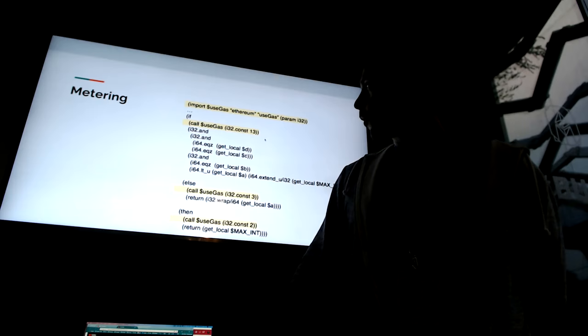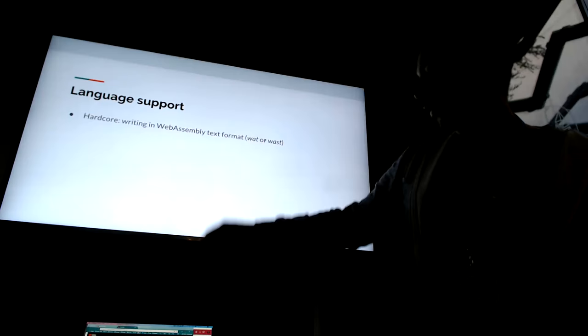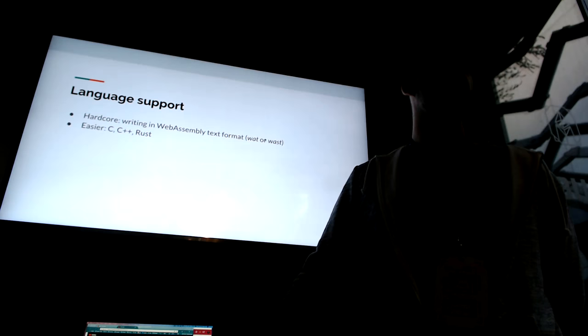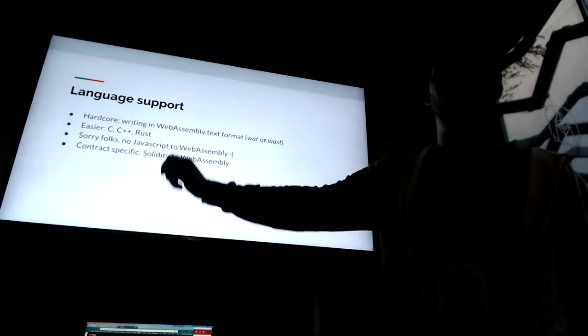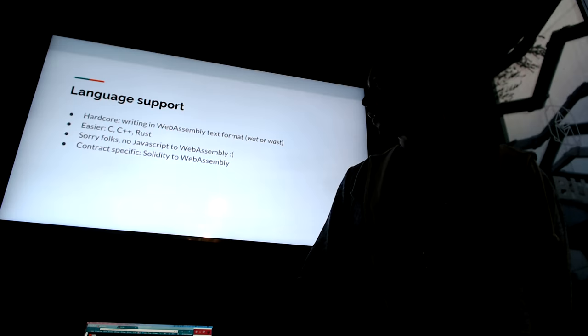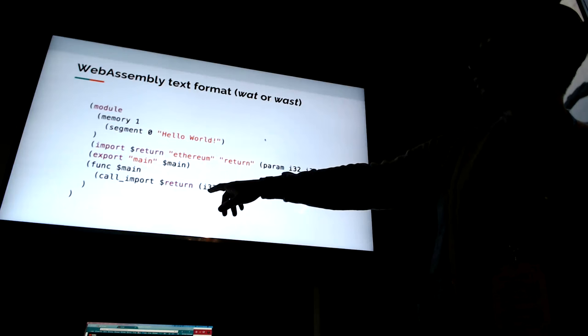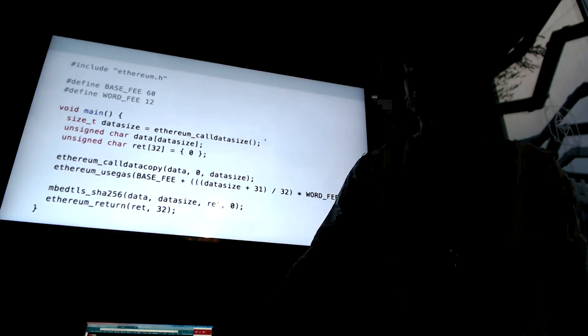All right, so the language support. You can write it in WebAssembly directly. So those are the statements, but you don't have to. You can use higher level languages. And hopefully, you can also use Solidity, so you don't have to learn anything new, and you can get all these benefits. All right. That was for anyone who wants to look more deeply into WebAssembly. And this is an example in C, if anyone is familiar with C.